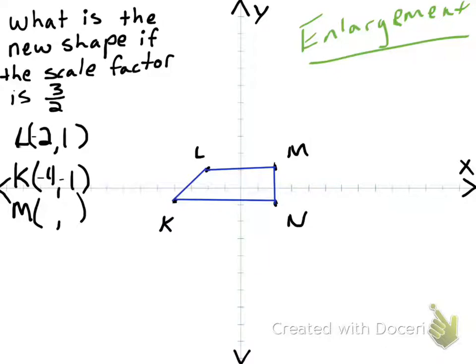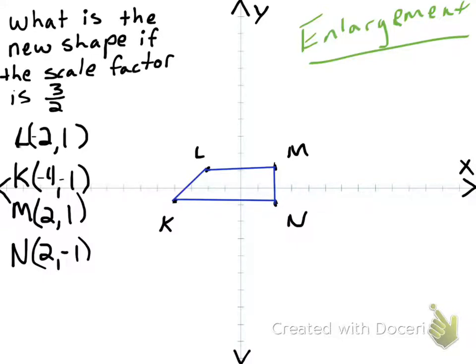Alright, M is 1, 2 for x, positive, and up 1 for y, so that's positive. N would be 1, 2, positive 2 for x, and down 1 for y. So those are our points. Now that we have our points, what we want to do is apply our scale factor to each one of those numbers. That seems like a lot, but you're just going to have to do it. You're going to multiply each one of these numbers by 3 over 2.